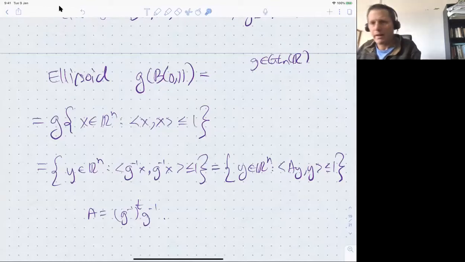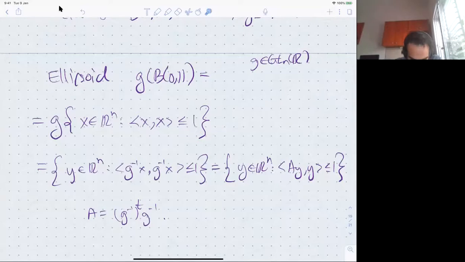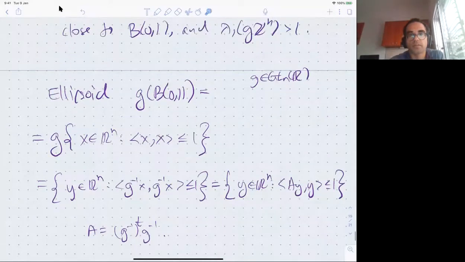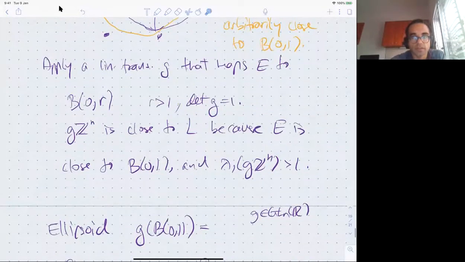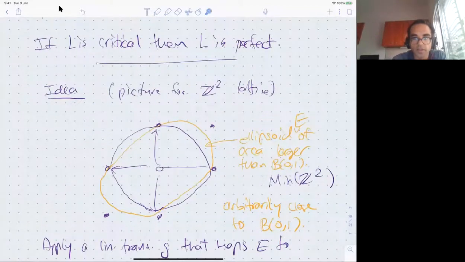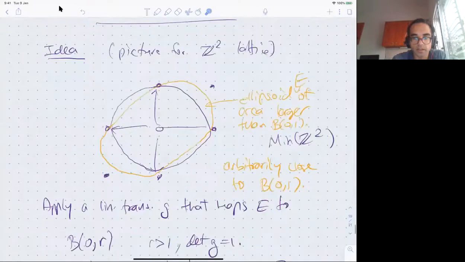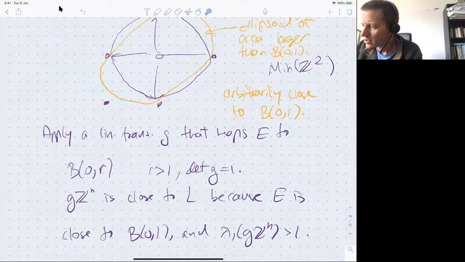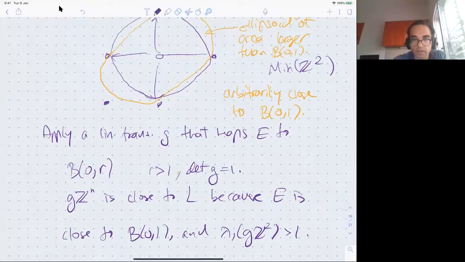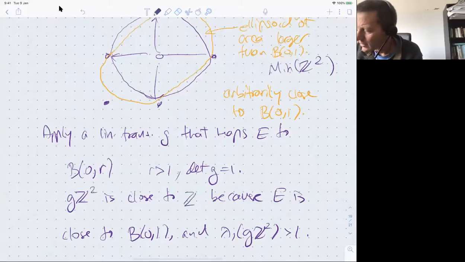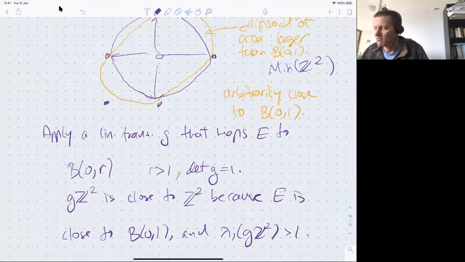Sorry, above, I got lost somewhere further above. You said GZ to the n is close to L. What is L here? Oh, this should have been GZ squared. We're working in 2 dimensions. So this GZ squared is close to Z squared here? That's what you're saying? Yes. The L is Z squared. Okay. Fine, thanks. All right.